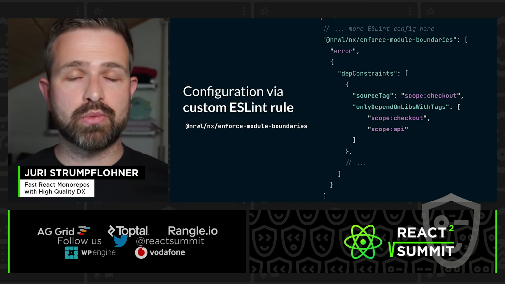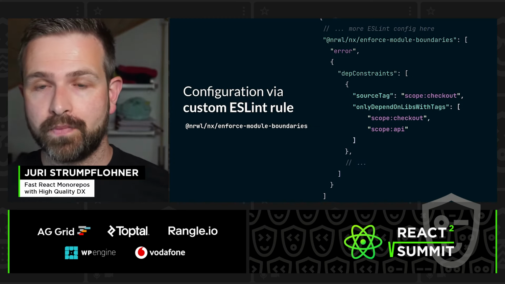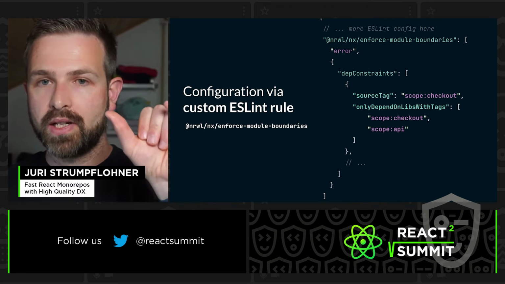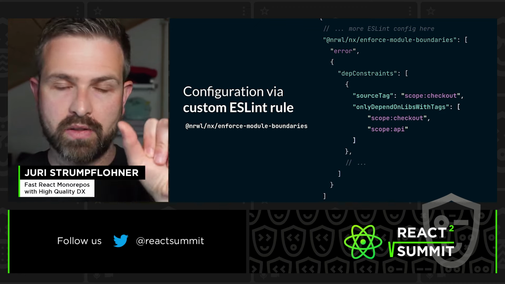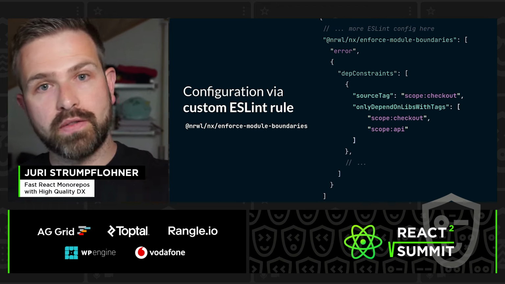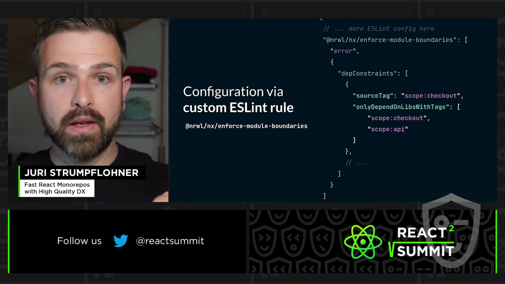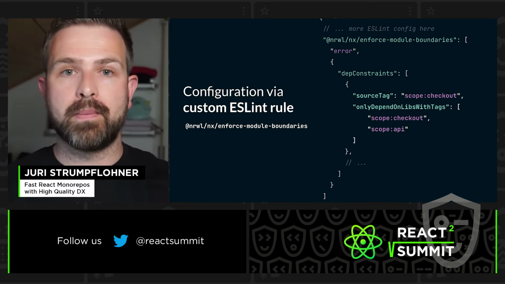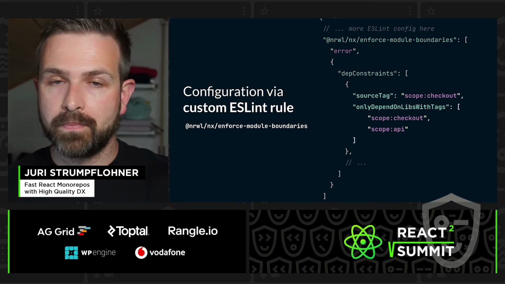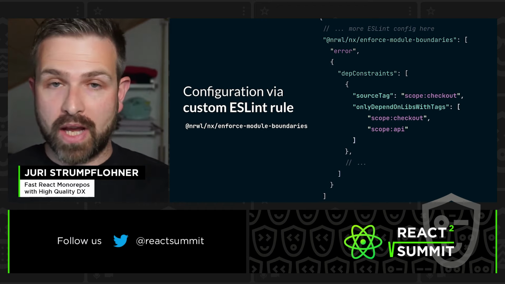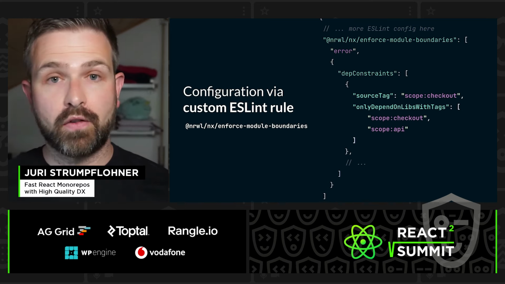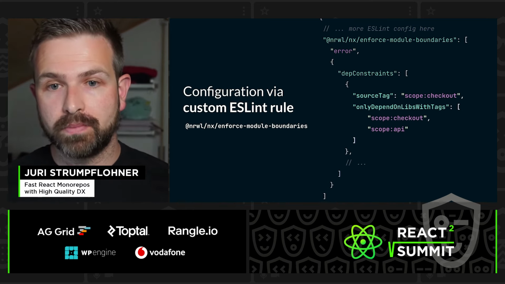And then Nx comes with a specific ESLint rule. So in that ESLint rule here, for instance, you can see how we define the source tag and say, okay, something that is called scope checkout, which is our specific checkout domain, can only depend on other apps and libs that also live in that scope checkout, so that also have that tag, or that they have a scope API. Because if there is a scope API, that is something that can be explicitly used, so that is fine. Those checks run in CI, they run in your editor, so you immediately see it if you import something wrong, and are therefore very, very powerful to keep your code maintainable.